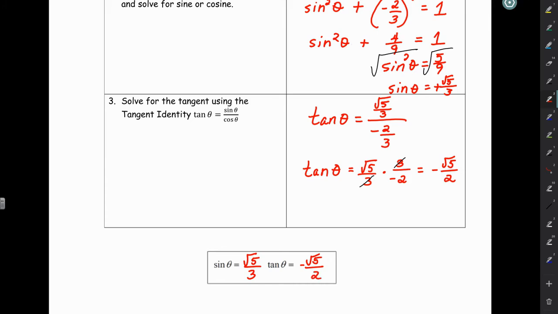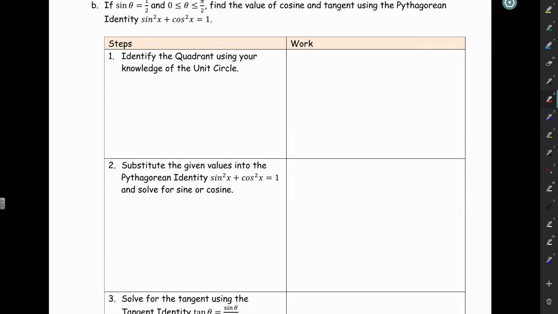Right, so that is letter A. There are 2 more practice problems in these notes. I would try them both on your own before you watch me do them. Letter B: if the sine of theta is equal to a half and theta is between 0 and pi over 2, find the value of cosine and tangent using our friend, the Pythagorean identity, sine squared plus cosine squared equals 1.